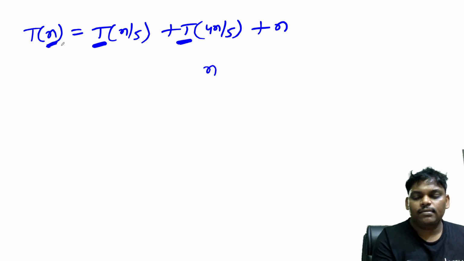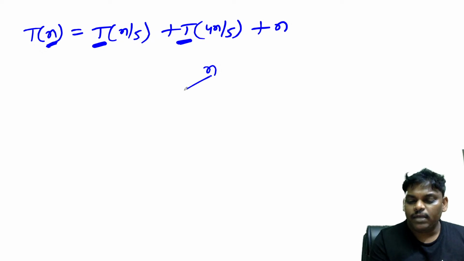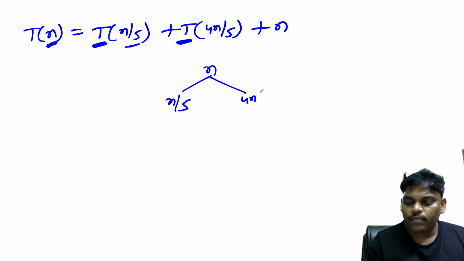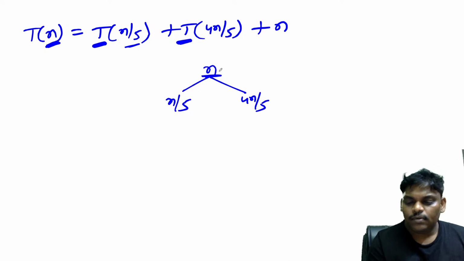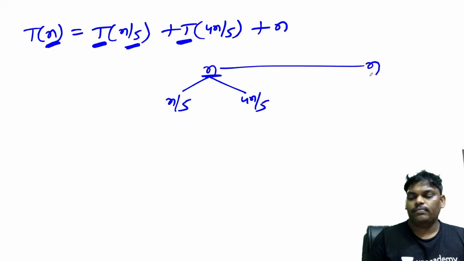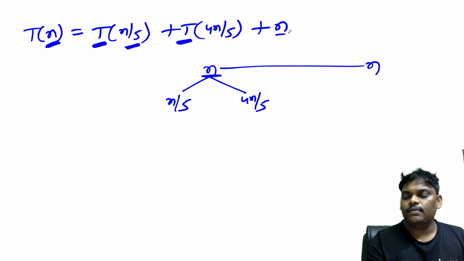This n will be divided into two parts. Left side n by 5, right side 4n by 5. Listen to everything carefully. This n is divided into two parts, left side n by 5 and right side 4n by 5.